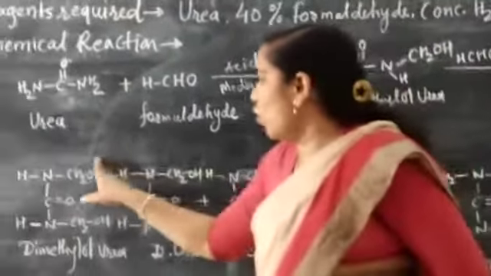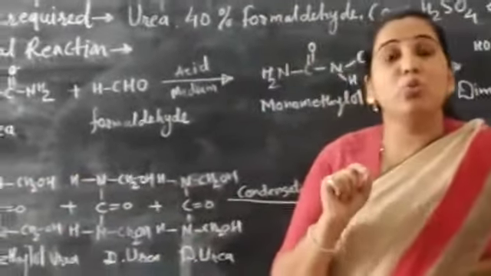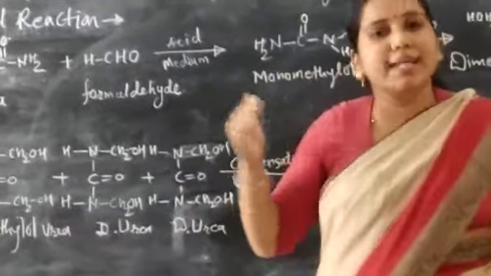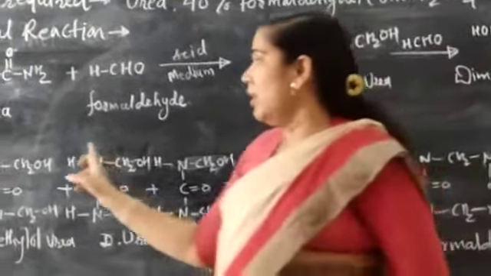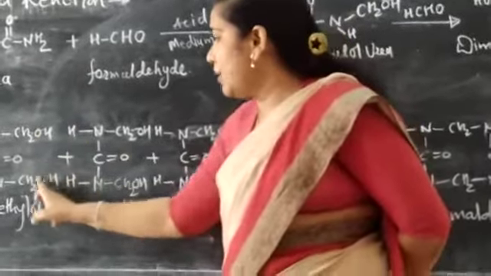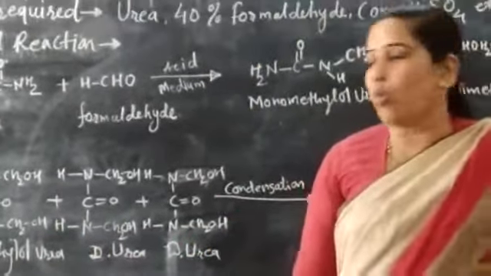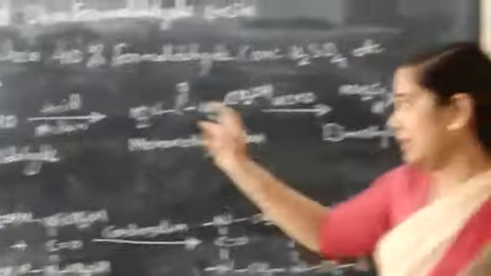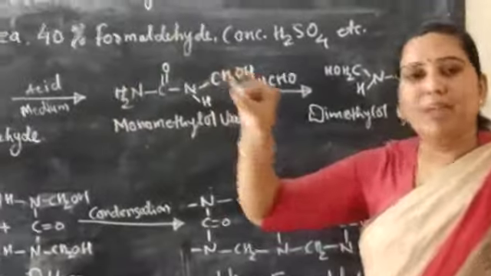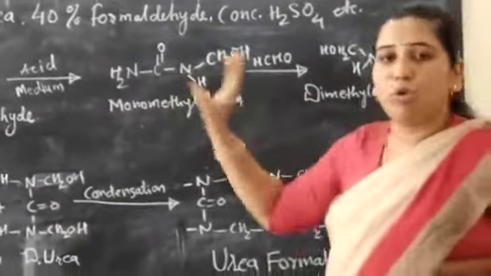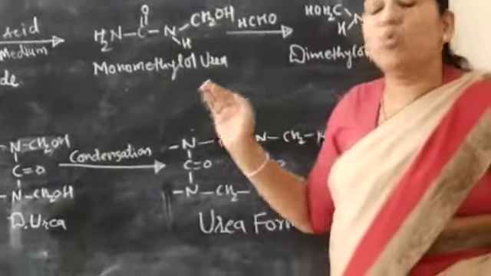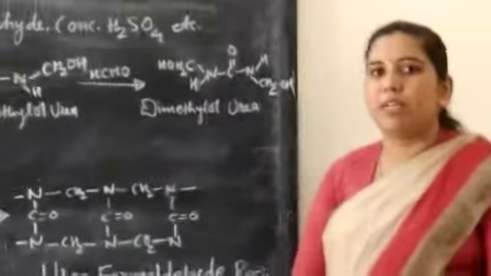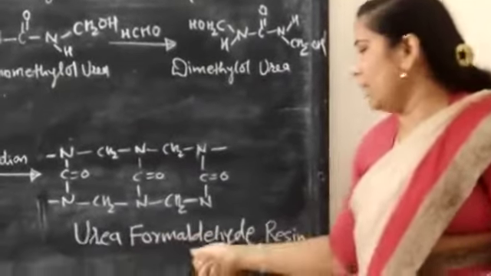Here OH and H, that is H2O, is removed from each side. Whenever this dimethylolurea reacts with the same type of molecules, there is a removal of simple molecules like H2O. In this case H2O molecules will be removed in the acid medium. Whenever we use H2SO4, there is a removal of H2O molecules, and we can get such a network-like structure. It is called urea formaldehyde resin.